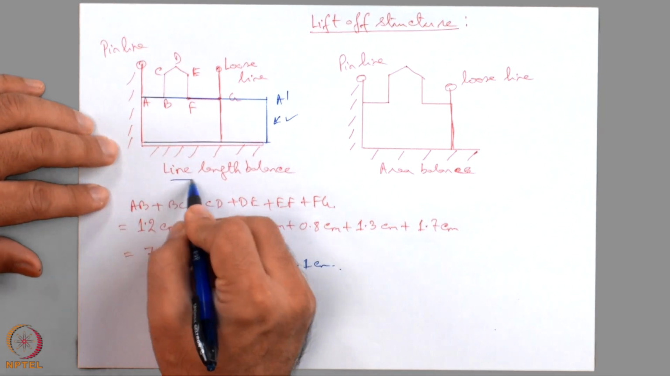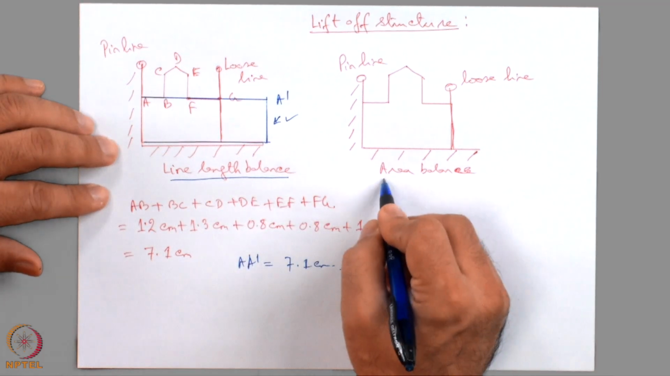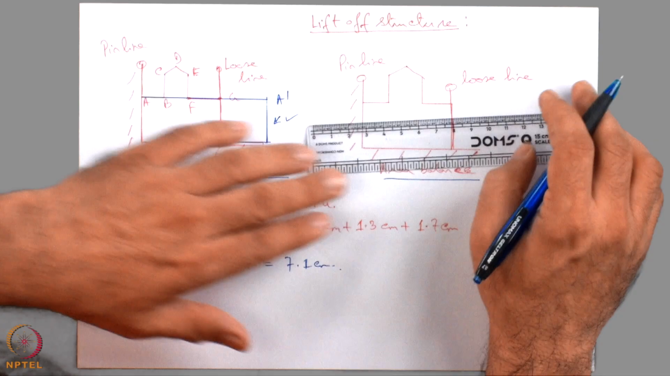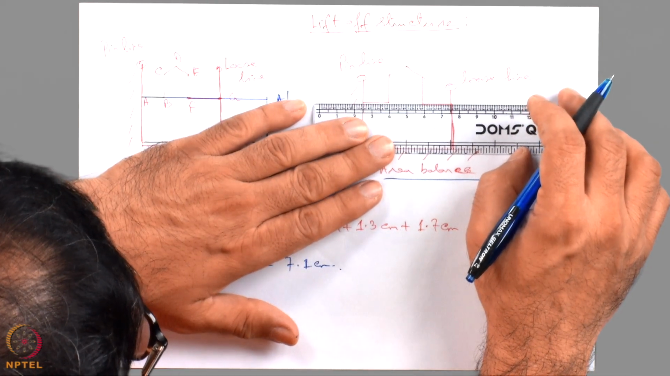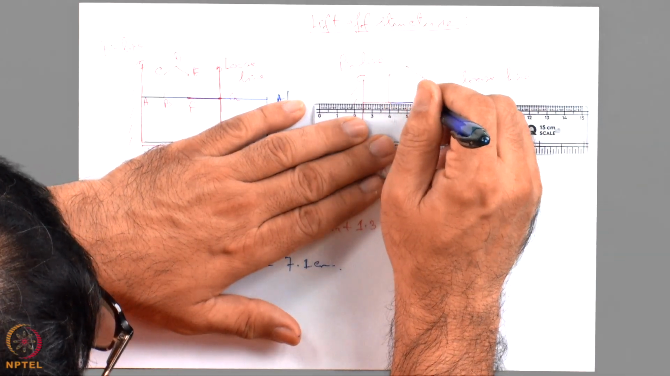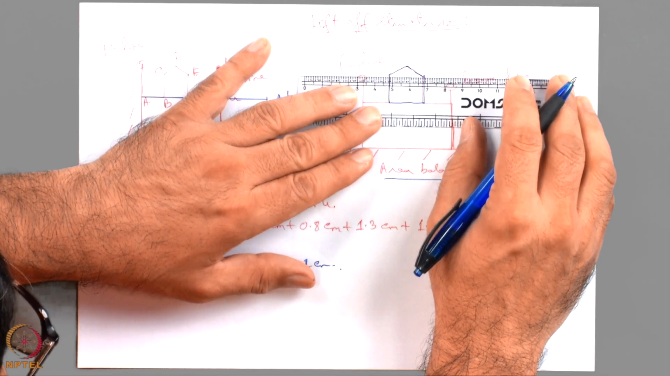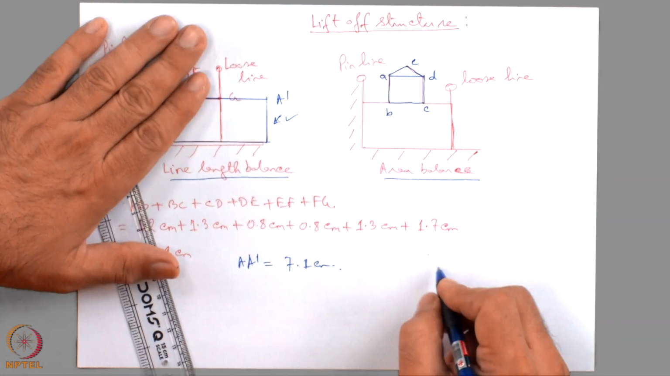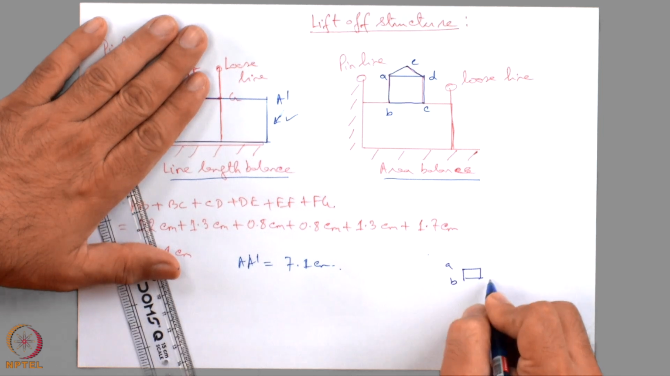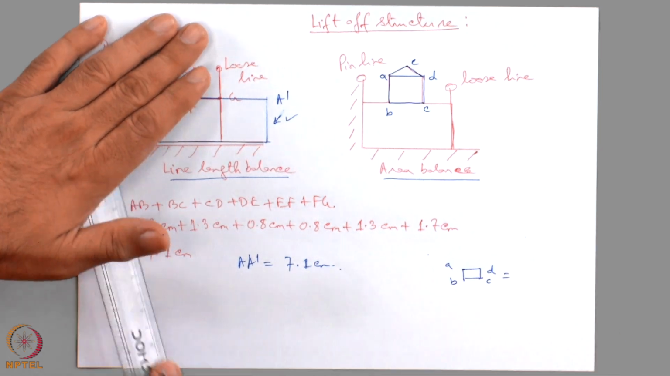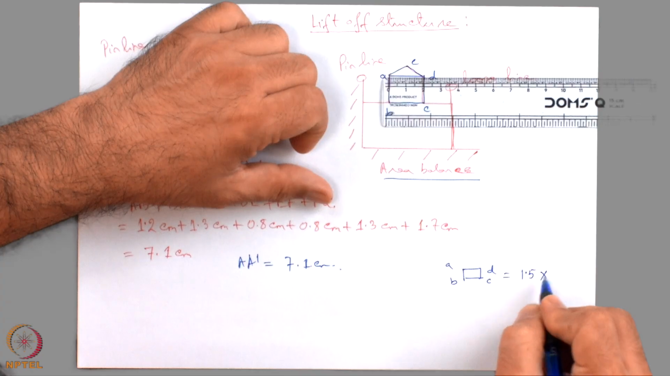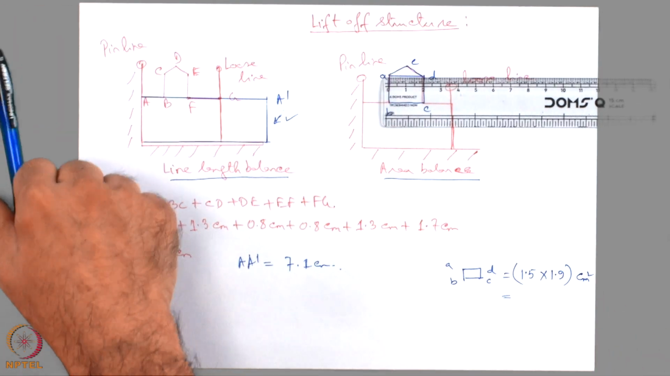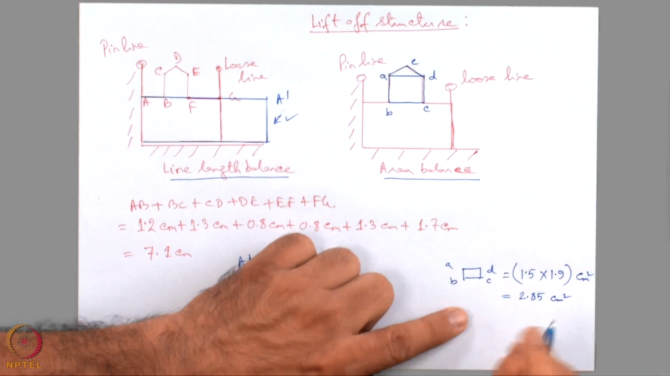I am not saying whether this is right or wrong, just moving into the area balance method. In this case, we have to find out the area bound within this region. This region can be broken into a rectangular area and a triangular area. For the rectangle ABCD, the area is 1.5 multiplied by 1.9 centimeter square, which is 2.85 centimeter square.